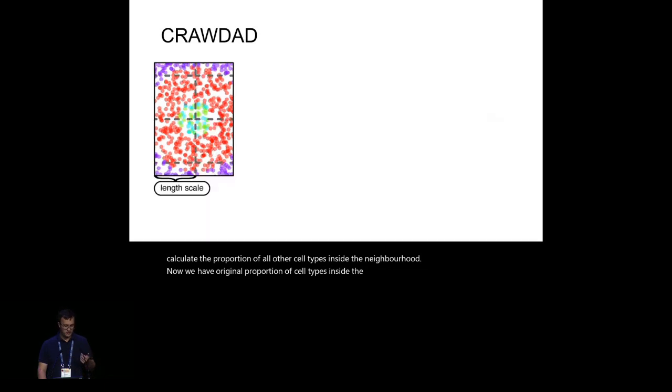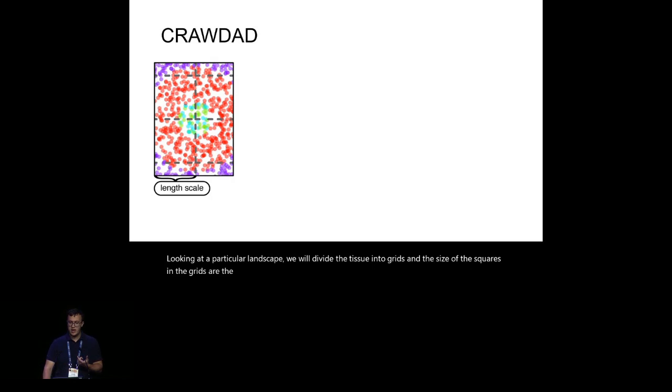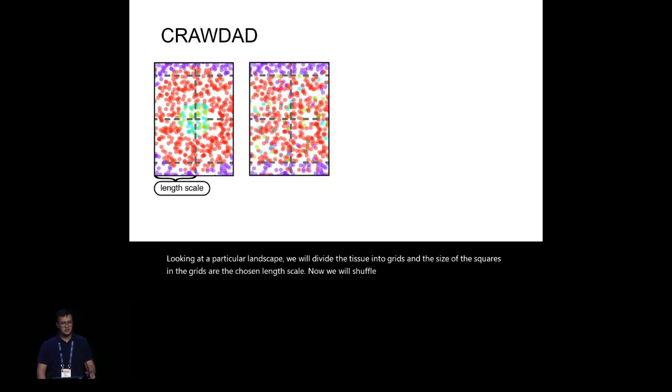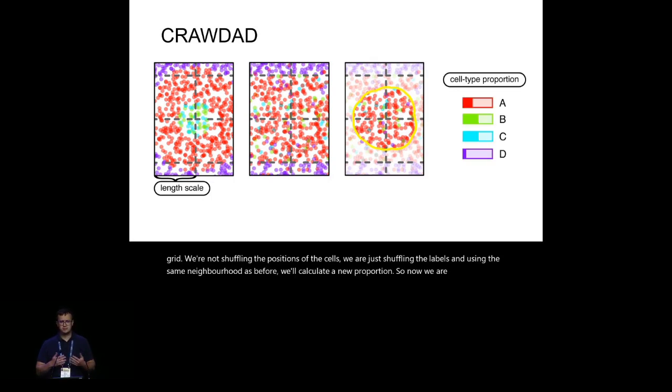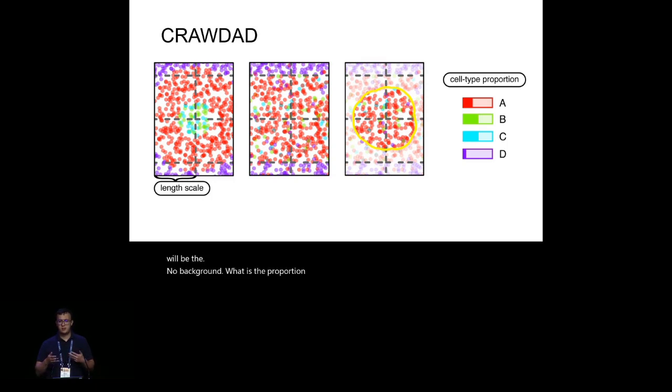Our next step is looking at a particular length scale. We divide the tissue into grids, and the size of the squares in the grids is the chosen length scale. Now we shuffle the labels inside the squares of each grid. We're not shuffling the positions of the cells, we're just shuffling the labels. Using the same neighborhood as before, we calculate a new proportion. So now we are obtaining what will be the new background. What is the proportion if the cells were randomly placed? With this information, we have another proportional value for each cell type.